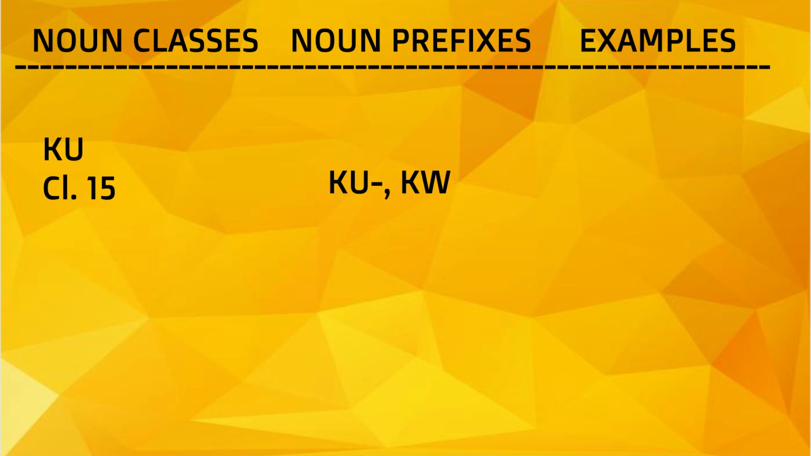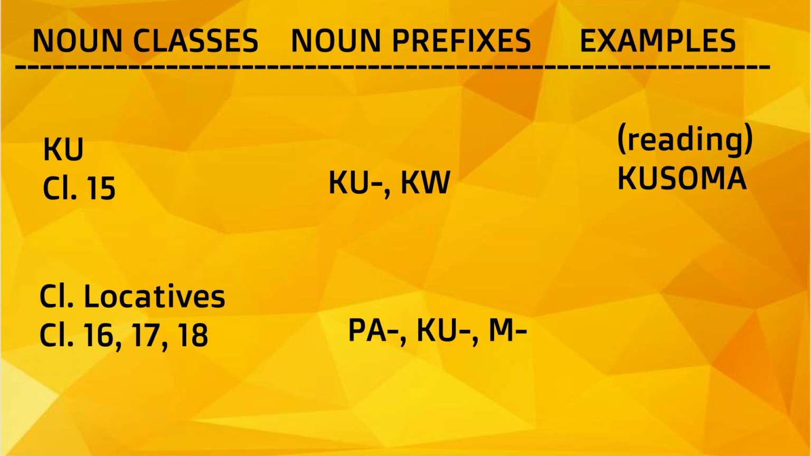And also we have the 15th class, which is ku. This is for substantivated verbs. Okay, for example, reading, kusoma. And lastly, we have locative noun class, which is 16, 17, and 18. Pa, ku, mu. Okay, this one represents a place, mahali.